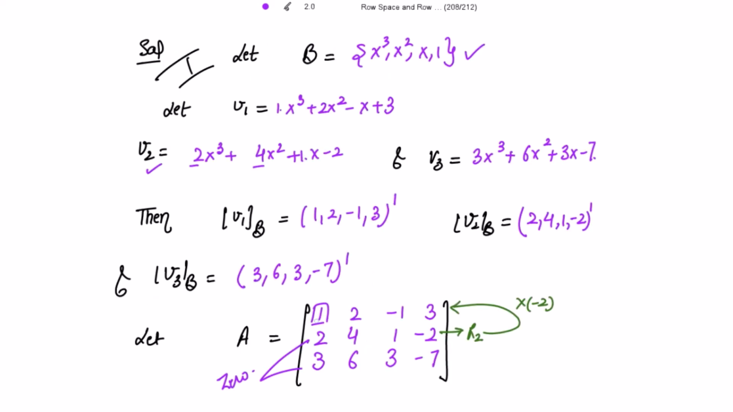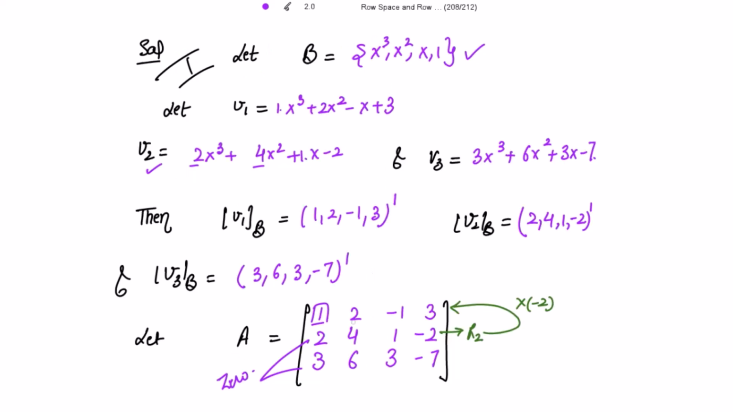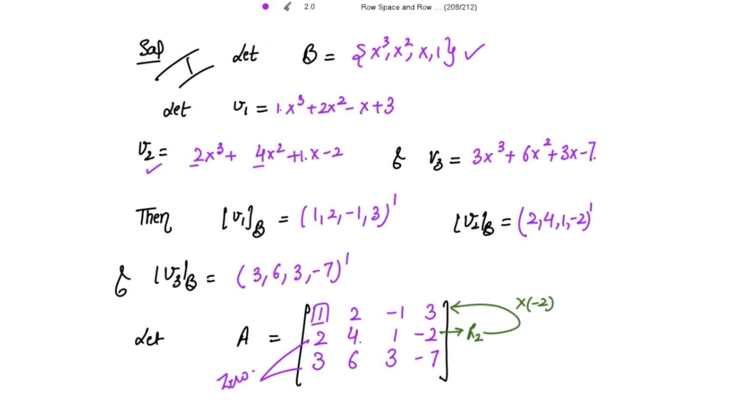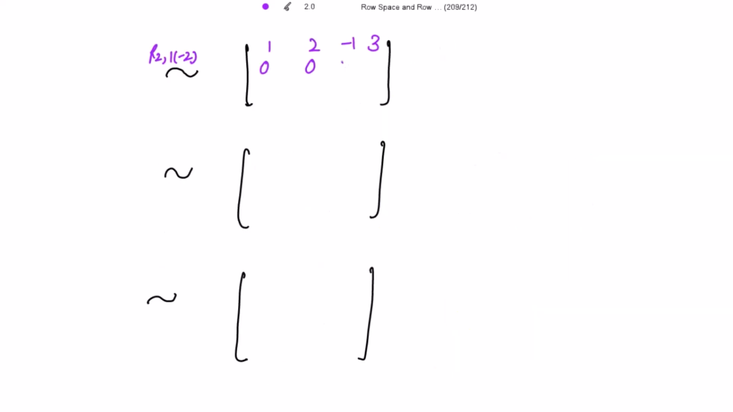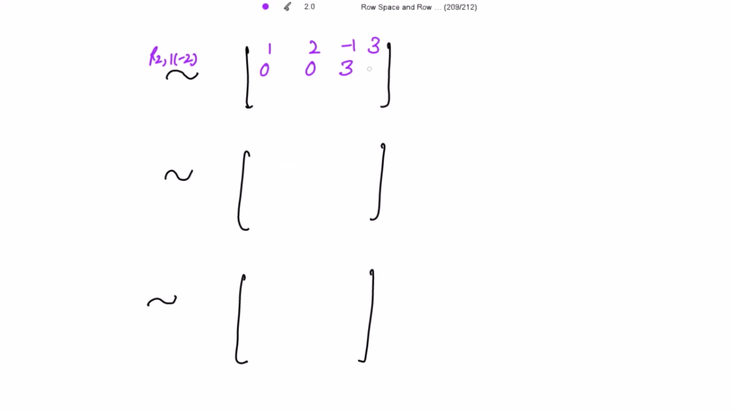1 is multiplied with -2, adding this to 2 we get 0. This is what we need. 2 is multiplied with -2, we get -4, adding this to 4, we get 0. Very fine. -1 multiplied with -2, we get 2, and adding this to 1, we get 3. 3 is multiplied with -2, we get -6, adding this to -2, we get -8.